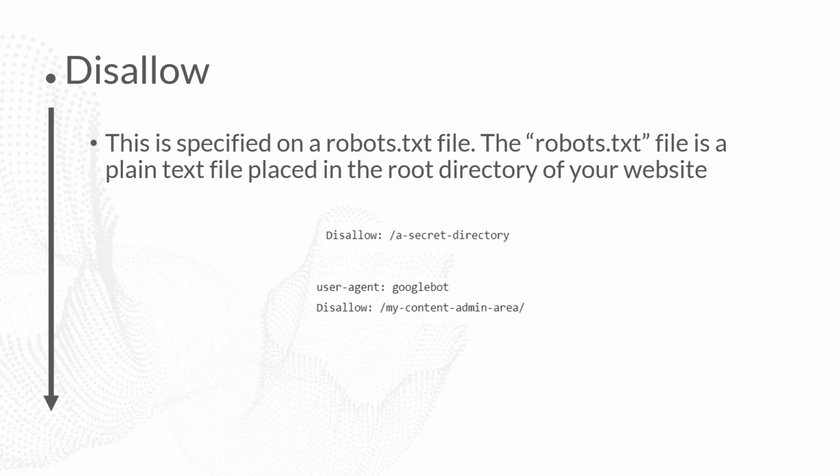Now, these two are slightly different commands. That first command for a secret directory with the disallow is going to apply to all search robots. All search robots who crawl your website are going to see that and they're going to say, oh, okay, I'm not supposed to look at that directory. Fine, got it. In the other case, we're specifying a user agent. We're saying this disallow command only applies to Googlebot. It gives us a little more fine-tuned control over how we're guiding search robots through our website.